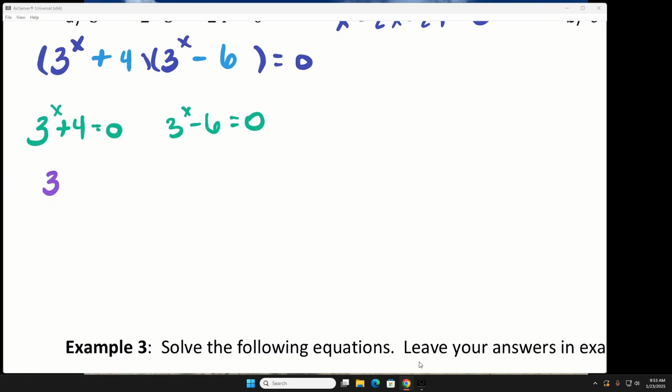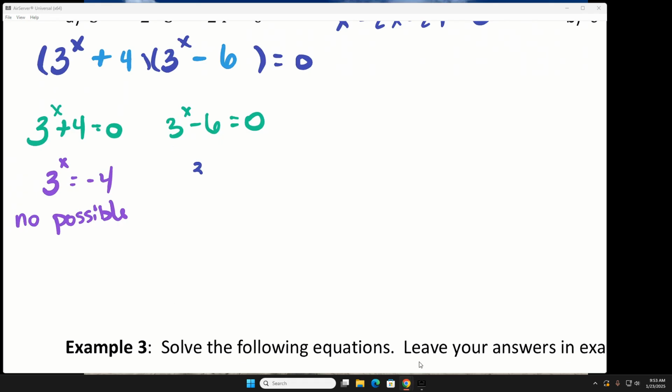So I would get the 3 to the x by itself. Now this is a unique situation, kind of. Is there a power that you can raise 3 to and ever get negative? There isn't. Like some people would say a negative exponent. Does a negative exponent make it negative? It makes it a fraction. Very good. So this is not possible, and that's fine. It's okay.